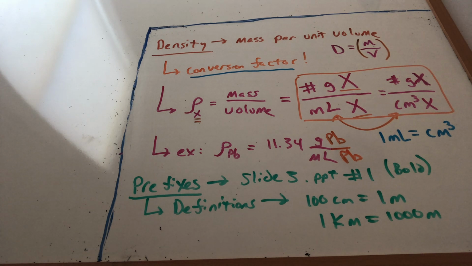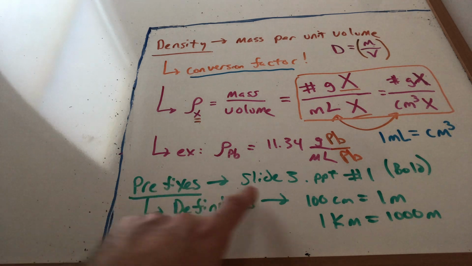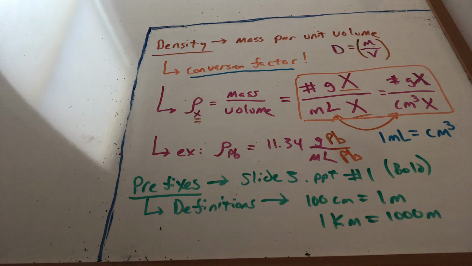Before we get there, there's another set of conversion factors that, again, you've probably seen before, but are also incredibly important for us. And you'll find these on slide 3 of PowerPoint 1. And we're going to label these as prefixes, okay? You'll see a lot of prefixes there, but pay attention to the ones that are bold. Those are the ones that we use most often.